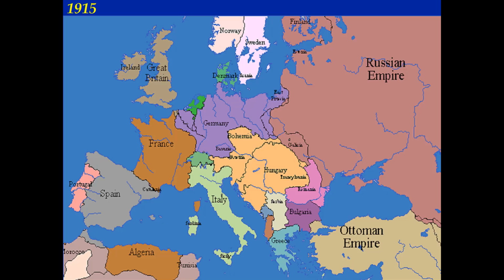Here is Europe at the beginning of 1915, and here is Europe at the beginning of 1916. So you can see that during 1915, there wasn't much movement on the Western Front, if any, but on the Eastern Front, the Russians were beaten up a little bit, and even Austria has been able to take a little land as well.